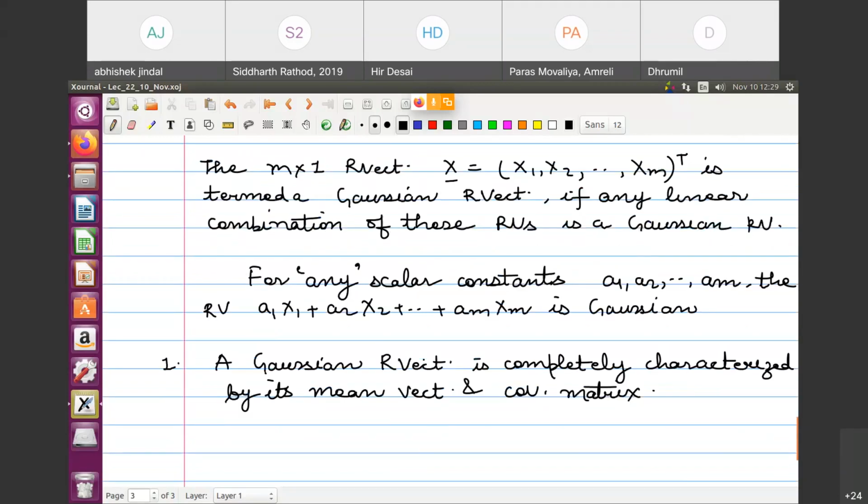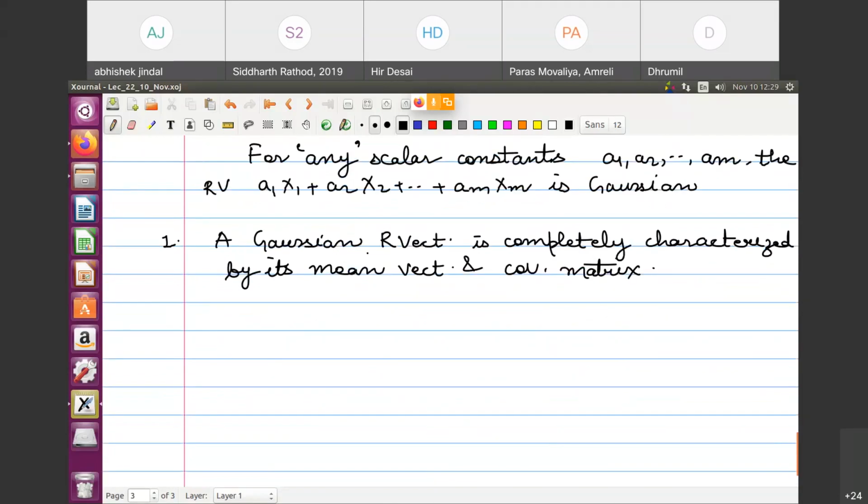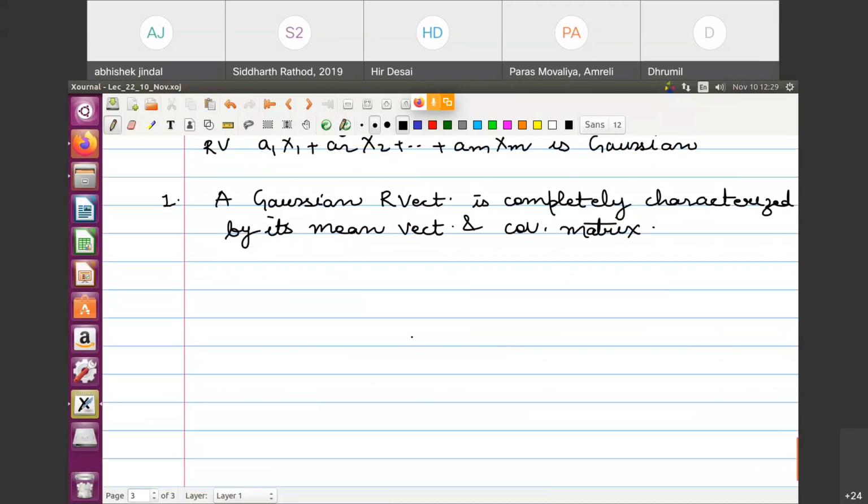The good thing about Gaussian is that if you talk of a Gaussian random variable, then you have seen that in order to obtain the PDF you only need two moments, the first moment and the second moment, or the mean and the variance. The same behavior is observed in Gaussian random vectors also. You need only two things, the mean vector and the covariance matrix, in order to specify the statistics for a Gaussian random vector. You do not need higher order moments or anything else. So let us see why this happens.